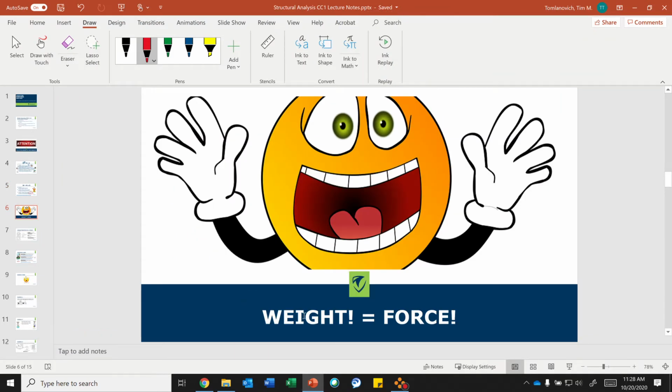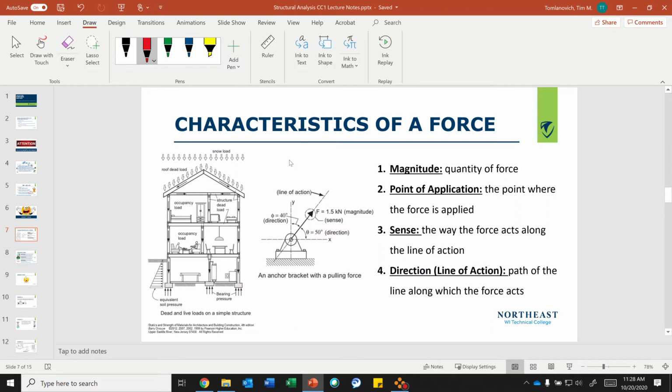All right, so weight equals force, and force are the weights of our objects, that's what is in our building. Okay, now let's talk about the characteristics of a force. We have a magnitude, that's the quantity of the force. So the magnitude is the F, the force equals mass times acceleration, that is the value. It's in pounds, kips, tons, newtons, kilonewtons. The point of application is the point where the force is applied.